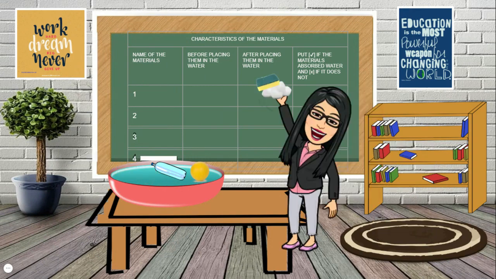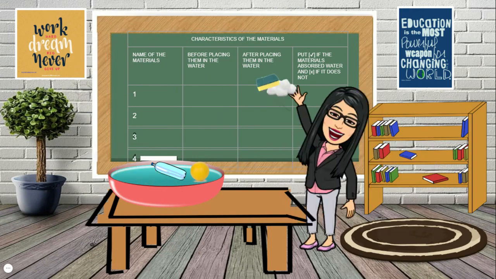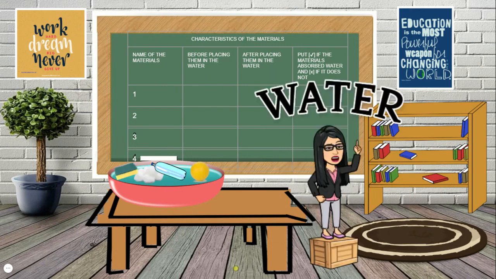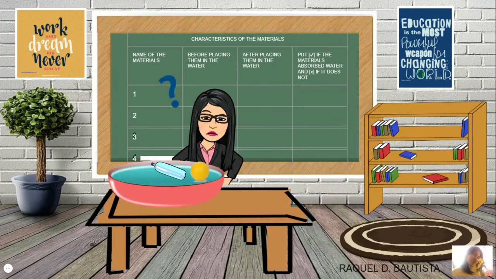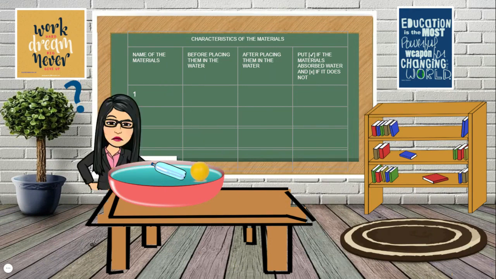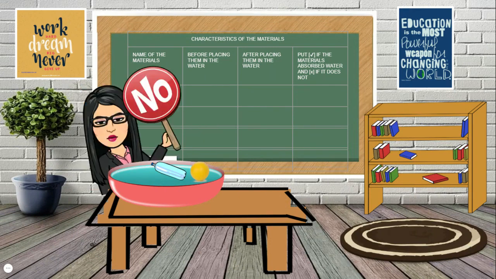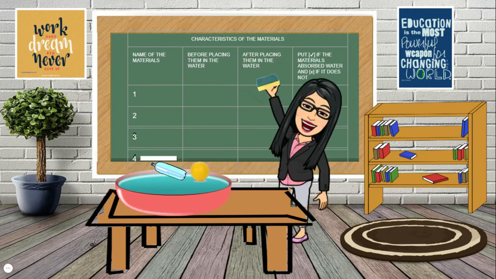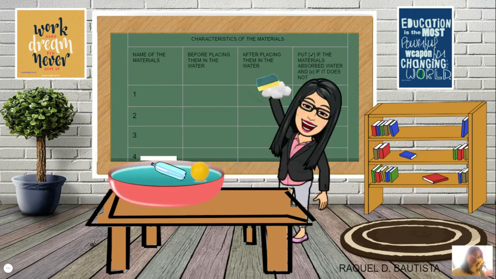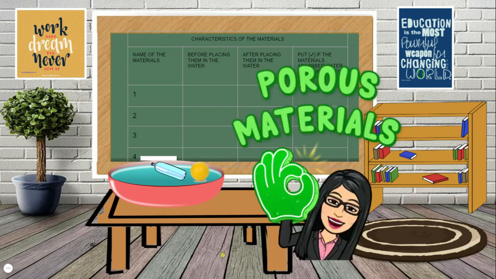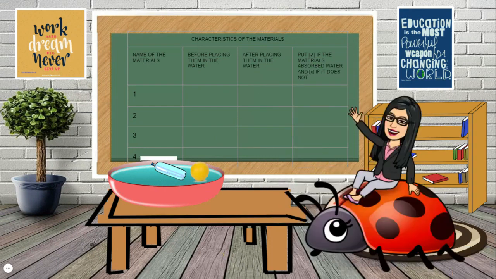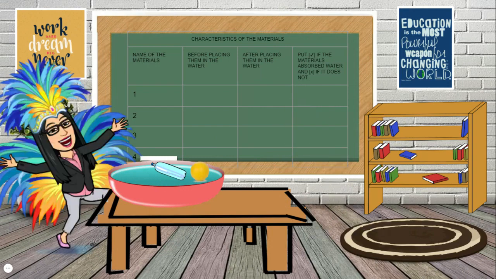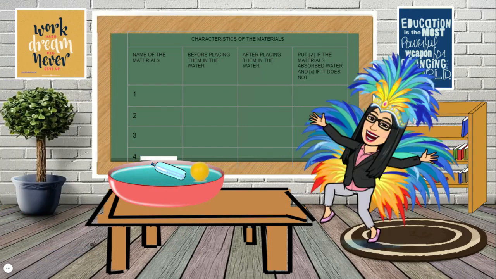When I squeeze the cotton and the sponge, what comes out of them? Water. Did all the materials absorb water? No. Do you know why? The sponge and the cotton absorbed water because they are made of porous materials. Porous materials are materials that allow water and air to pass through because they have small holes.